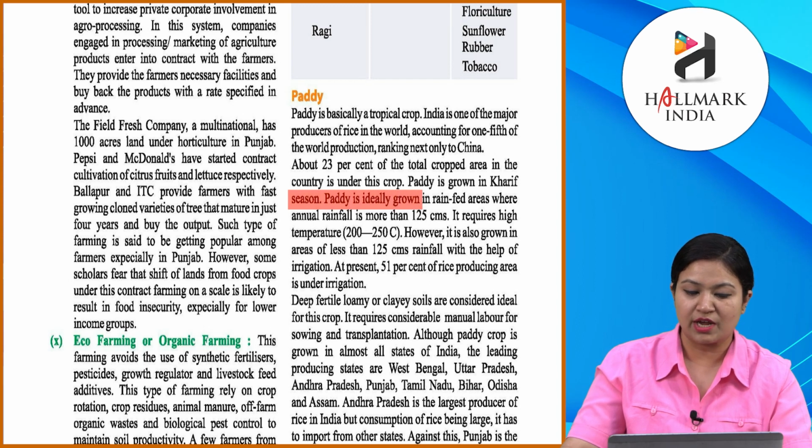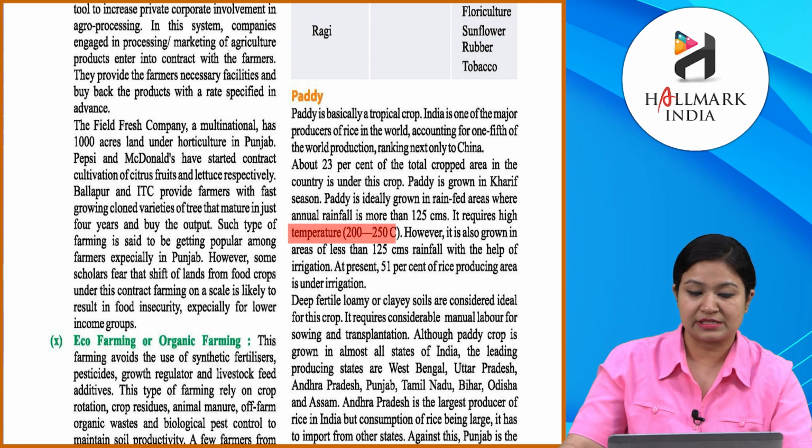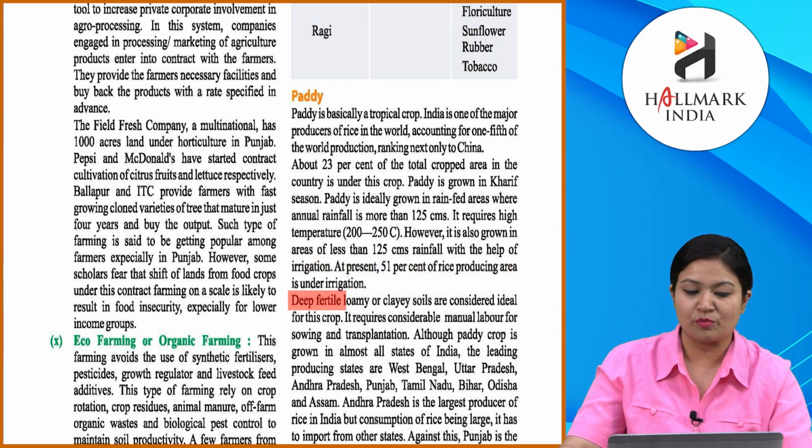Paddy is ideally grown in rain-fed areas where annual rainfall is more than 125 centimeters. It requires high temperature, 20 to 25 degrees Celsius. However, it is also grown in areas of less than 125 centimeters rainfall with the help of irrigation. At present, 51% of rice producing area is under irrigation. Deep fertile loamy or clay soils are considered ideal for this crop. It requires considerable manual labor for sowing and transplantation.